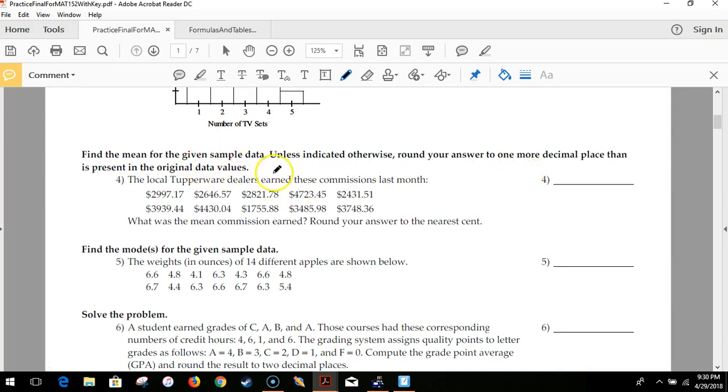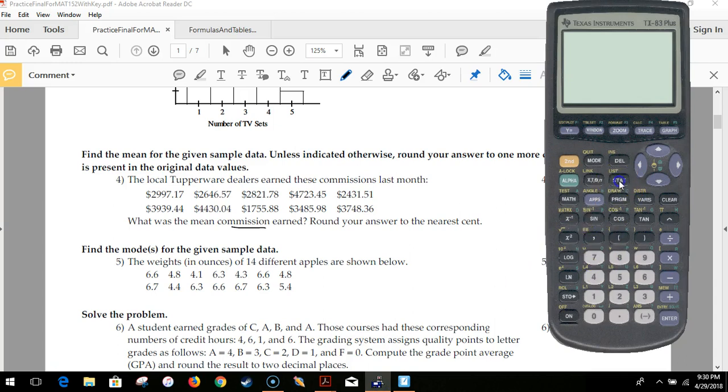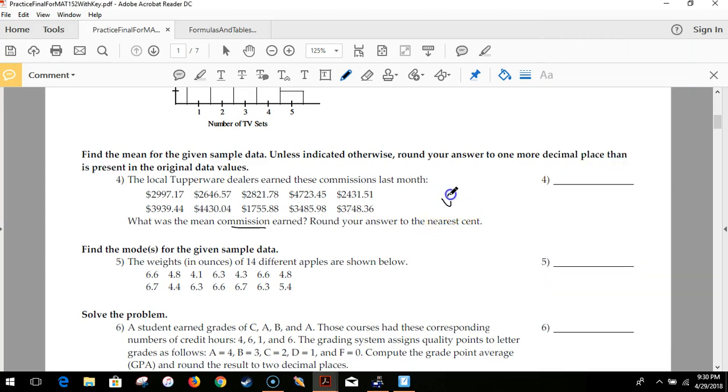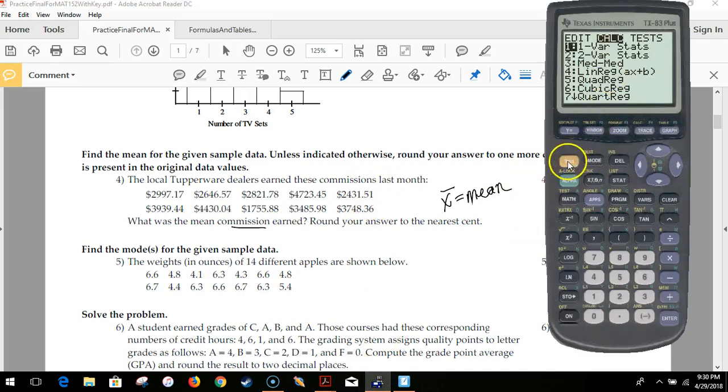Number 4, you have 10 salaries earned, commissions earned from Tupperware sales. You want to find the mean. I won't go through it, but what you'll want to do is go into Stat Edit and type all those numbers in so that you can run one vars under Stat Calc, and then that will give you an X bar, and that will be your mean. Or you can patiently type all these 10 in and then divide by the 10 because you have 10 numbers.